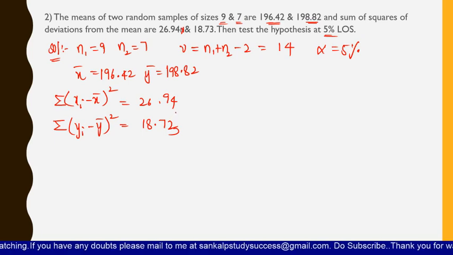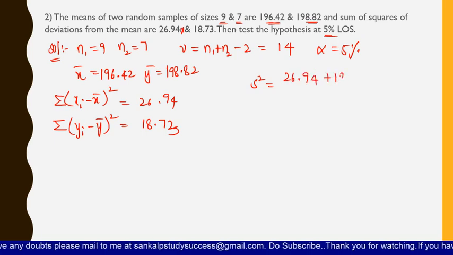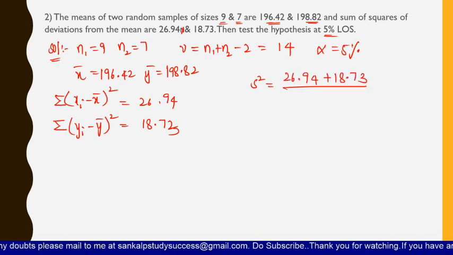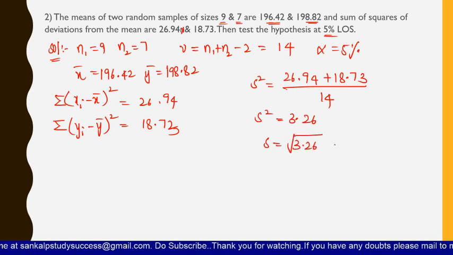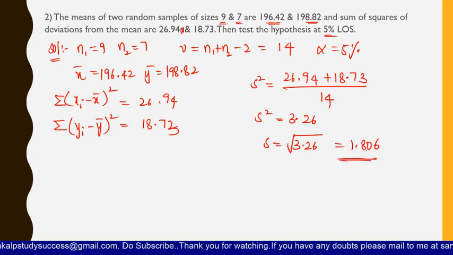So now let us find out what s is. We know that s square is equal to 26.94 plus 18.73 divided by 14, the sum of these two divided by nu, which is s square equal to 3.26. So s becomes the square root of 3.26, which is equal to 1.806. This is the value of s.